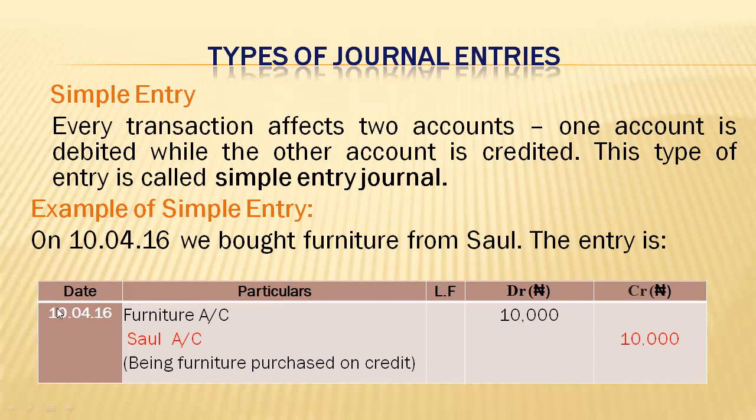At the end of the day, we still need to include the date of the transaction. You can see the date of the transaction is 10/04/2016. That's when the transaction took place, and that is why we have the dates here. And lastly, don't forget I told you that for every journal entry, you must do a narration or a description of that particular transaction. So here you have "Being furniture purchased on credit." So that's that about a simple entry transaction.